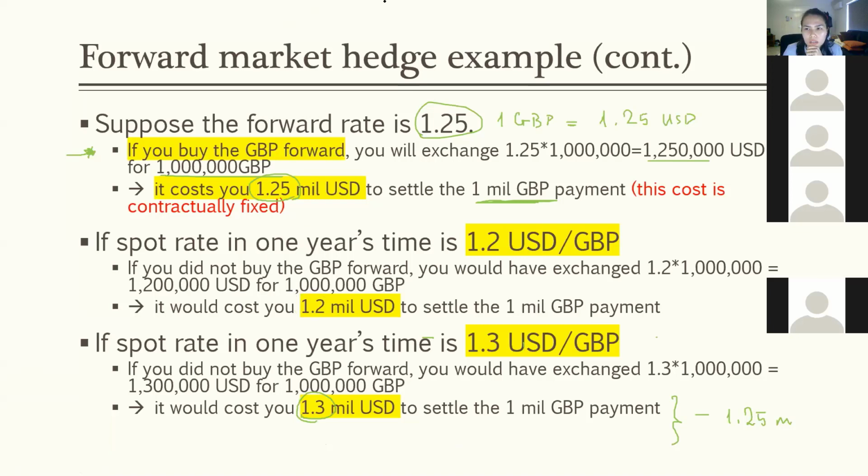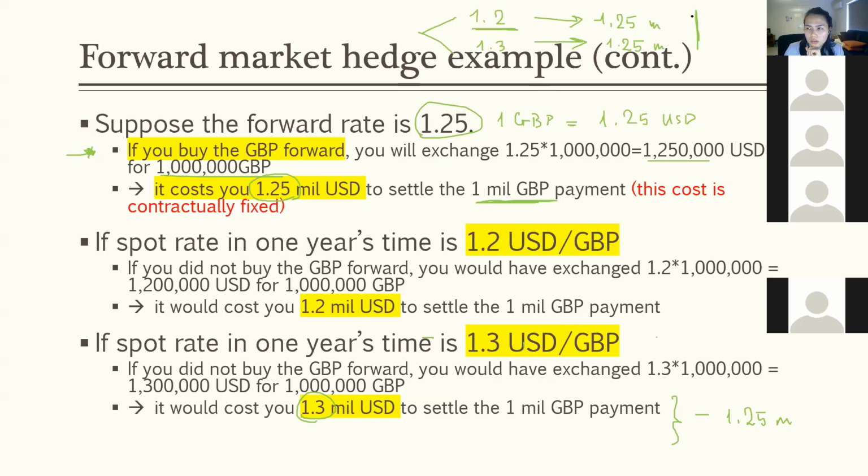So in this case, I've got two different scenarios in the future. In scenario one, the exchange rate is actually lower. And in scenario two, the exchange rate is actually higher. So what I'm saying here is under both conditions, if you fix your contract obligations using a forward contract, then in both cases, your transaction cost is going to be the same, which is 1.25 million USD.